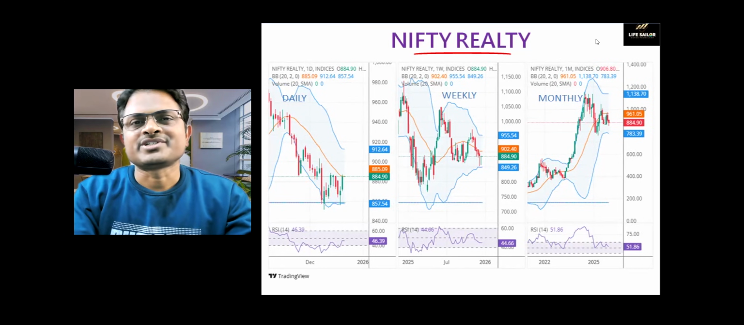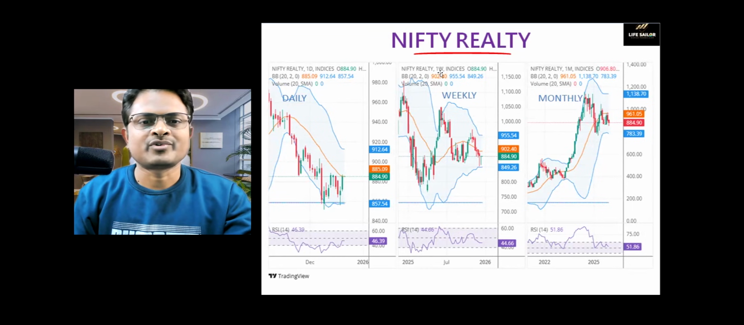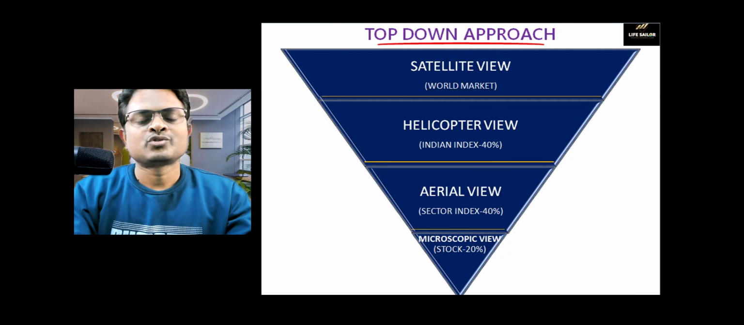So what is the conclusion? What was the first step in the top-down approach? The first step was the satellite view, global markets. So the satellite view is totally bullish. There is no worry at all. Some markets were showing a little bit of sideways movement, but overall the global markets view is bullish only. There is no worry at all as of this moment.